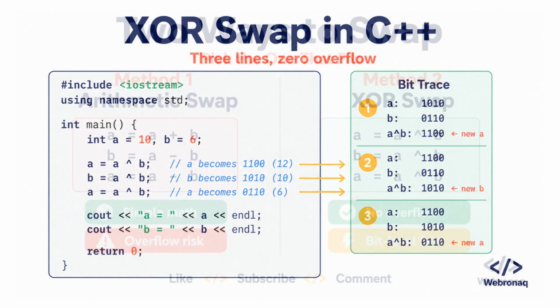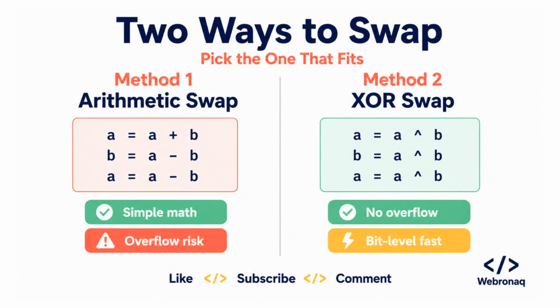Let's wrap up with a quick recap. Alright, let's quickly recap what we learned. We saw 2 ways to swap 2 numbers in C++ without using a third variable. The first one is the arithmetic swap, using addition and subtraction. It's simple, easy to remember, and works perfectly for everyday numbers. But it has one weakness. If the values are very large, the sum can overflow, and the swap silently breaks.